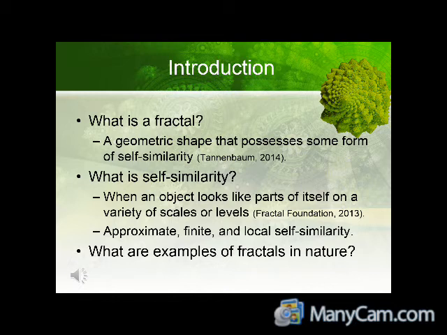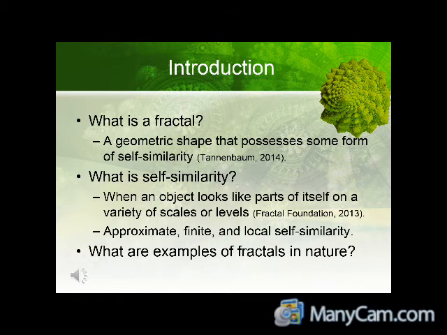What is self-similarity? An object possesses self-similarity when it looks like parts of itself on a variety of scales or levels. Objects in nature often possess approximate self-similarity, finite self-similarity, and local self-similarity. Approximate self-similarity occurs when the progressive generations or levels of an object are similar but not identical.